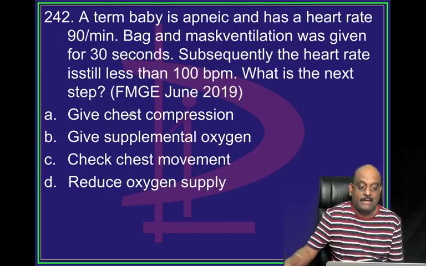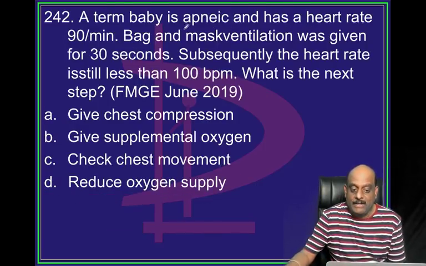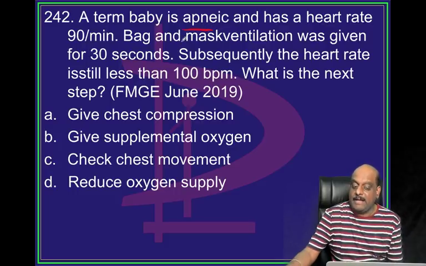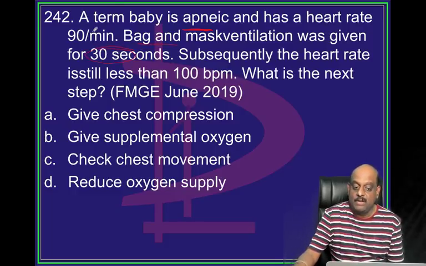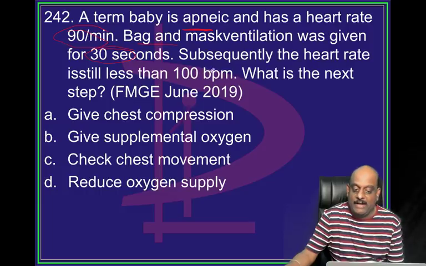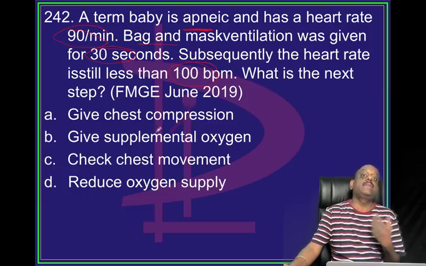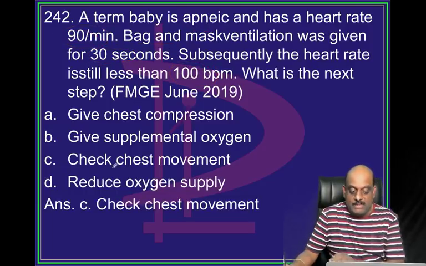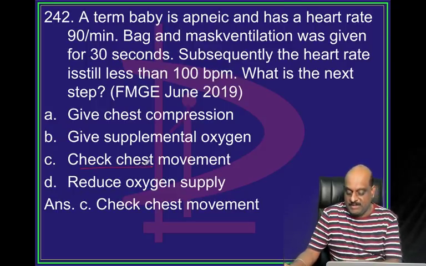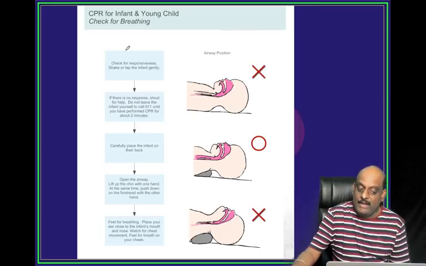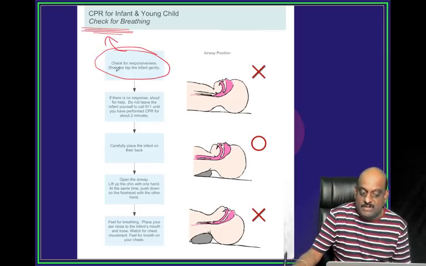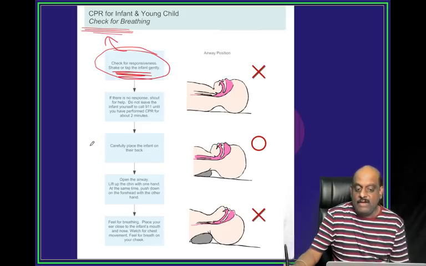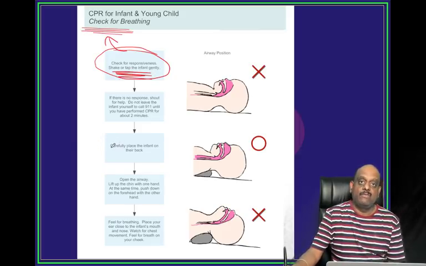Excellent, Nagredi. Now, a term baby is apneic. Bag and mask ventilation was given for 30 seconds. Heart rate is 90 per minute. Subsequently, it is still less than 100. What is the next step? Basically, you need to check for the chest movement. So, while doing CPR of an infant or young child, check for responsiveness. That is very, very important, right? While you are doing CPR.